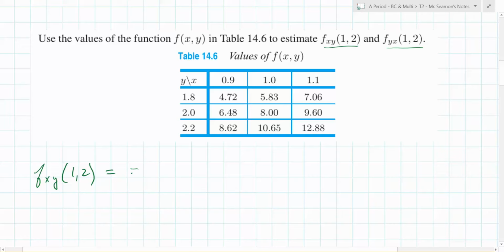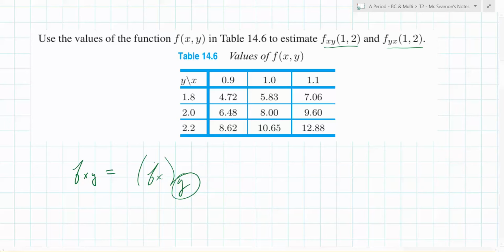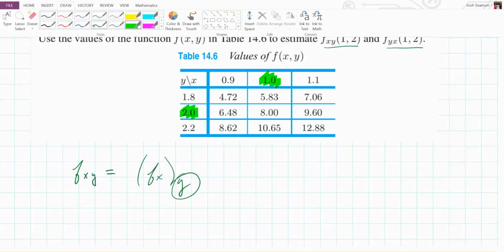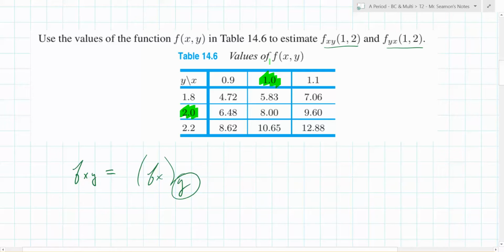I'm doing too many equal signs here. fx at 1, 2, like this. I'll write it like that. Do you remember that notation from yesterday? That's what it means. Mathematicians just like to drop that parenthesis. Okay, so if we're doing fy, like ignore the fact that it's f sub x. If we're doing fy, the partial with respect to y, what does that mean we're fixing? We're fixing x, right. So what point are we dealing with? We're dealing with this point 1, 2, right? If we fix the x value, we're talking about the numbers on this column, correct?